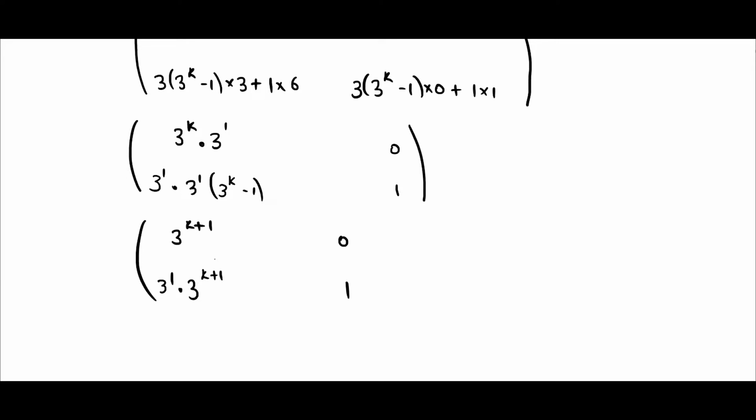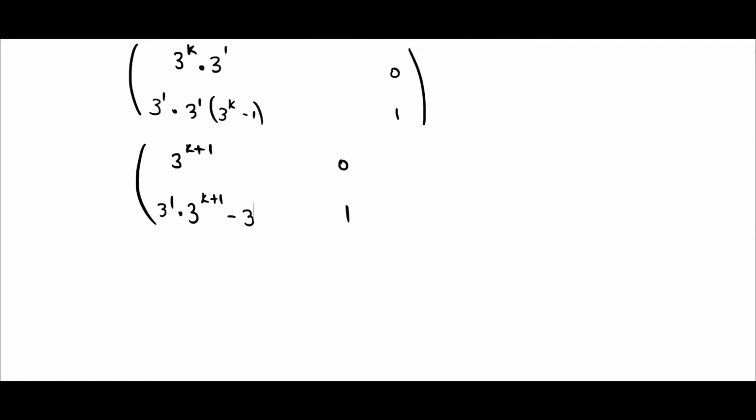And then if we factorize out 3, because remember 3 to the power of 1 is the same as 3, this is the same as (3 to the power of k plus 1, 0; 3 lots of 3 to the power of k plus 1 minus 1, 1). So that's our final answer. And therefore, we can conclude over here, so just bear with me.